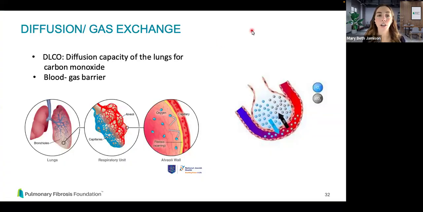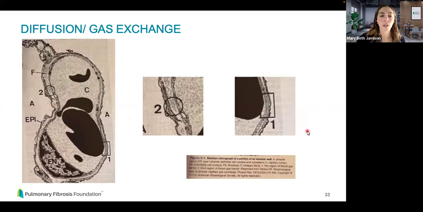And then the last part of our pulmonary function test is diffusion, or gas exchange. That's the DLCO number, and this is the diffusion capacity of the lungs for carbon monoxide. With pulmonary fibrosis, we're measuring the blood gas barrier. All right, so this is a section of the alveoli, this area where the gas exchange occurs. And this yellow strip here is the blood gas barrier in this pictorial. So you're seeing that the oxygen is not able to get through because there's a blockage or a thick, scarred blood gas barrier. So you're not able to have the diffusion.